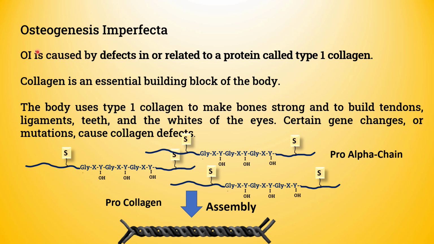Then the second one is osteogenesis imperfecta. Here there is a defect in a protein called type 1 collagen. Why is there a defect in the protein? Because there is a defect in assembly. The assembly is not happening properly, as we know the pro alpha chains undergo assembly so as to form procollagen. If this assembly is not happening properly, it means your collagen will be defective.